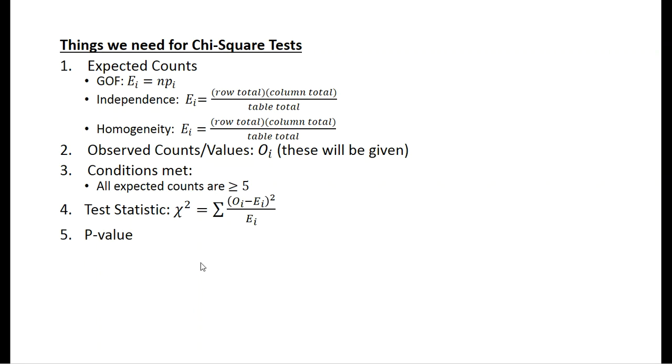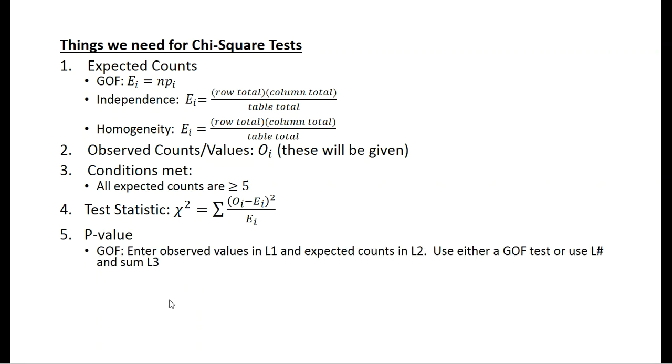For the p-value, we do have a little bit of difference here. For the goodness of fit, we enter observed values in L1 and expected values or counts in L2. Depending on the model of your calculator, you can either use a goodness of fit test, or you can use the list sum function. So use whatever list you're using, and sum that to L3. I just put this number here because it doesn't matter what list you use to sum. Usually I use L1, L2, and then I just use L3.